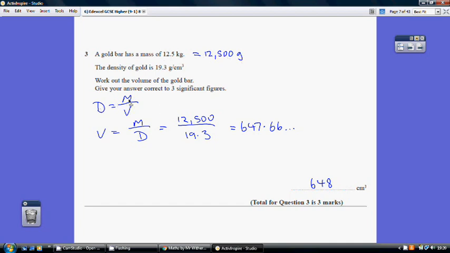Now density equals mass over volume. So rearranging to make volume the subject, you multiply by V, divide by D. So volume equals mass over density. So the 12,500 divided by the 19.3. We are now comparing like with like because they're both in grams. That gives us 647.66... So to 3 significant figures, that's 648.